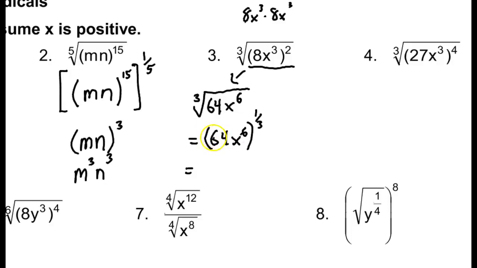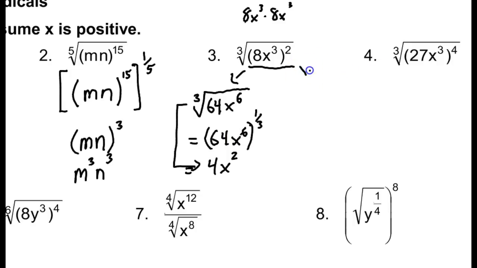So what's the 3rd root of 64? You get 4. And then you could do 6 times the 1/3, and get 2. Right? Now, if you can just look at this right here and get 4x to the 2nd, you can do that as well. You might say, oh yeah, the 3rd root of 64 is 4, 6 divided by 3 is 2, and that's a little faster. So you're going to see some different methods.